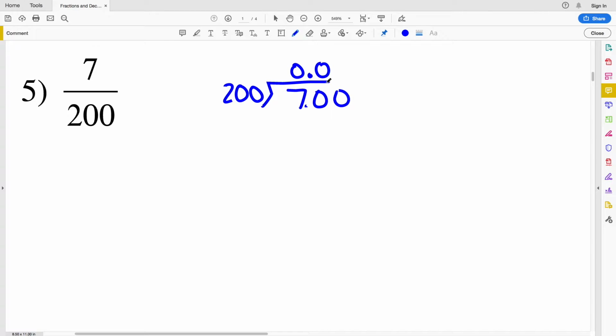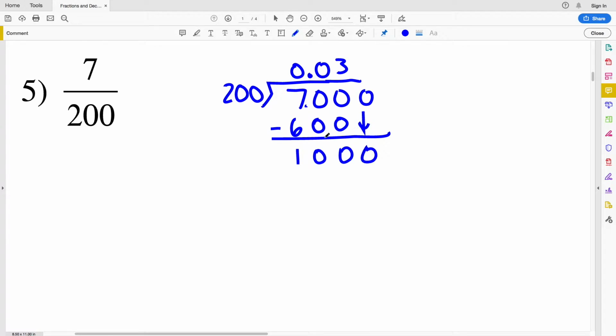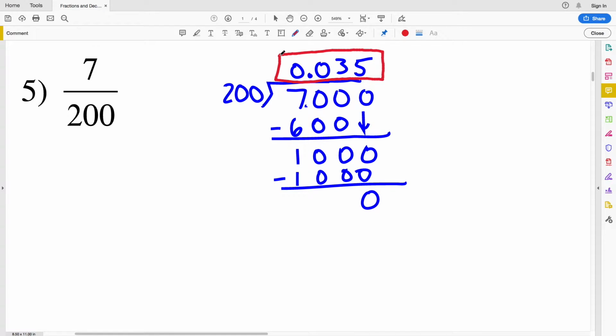200 goes into 700. That will be 3 times, because 3 times 200 is 600. So we'll have 600. Taking that away from 700 will leave us with 100. But if we add another placeholder 0, bringing that down, 200 goes into 1,000 5 times evenly, because 5 times 200 is 1,000, so we'll get a remainder of 0. So 0.035, or 35 thousandths, is our solution in number 5.